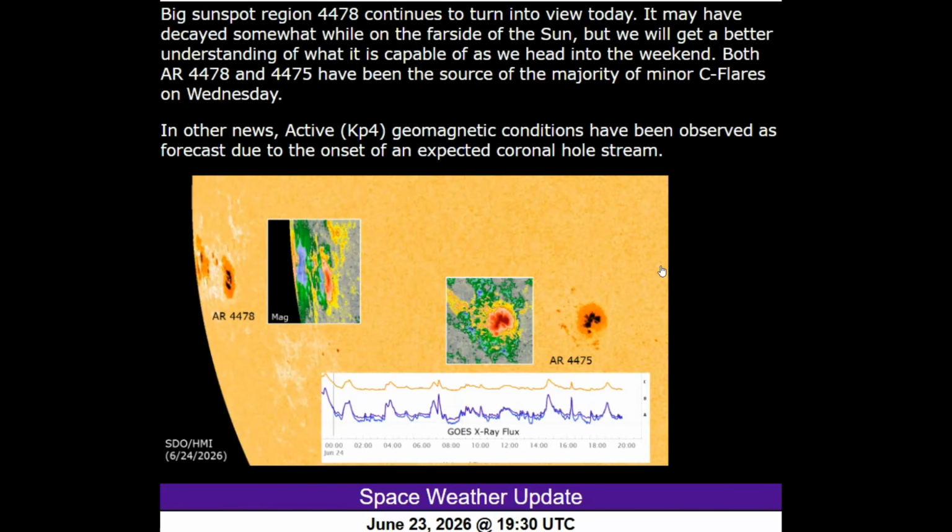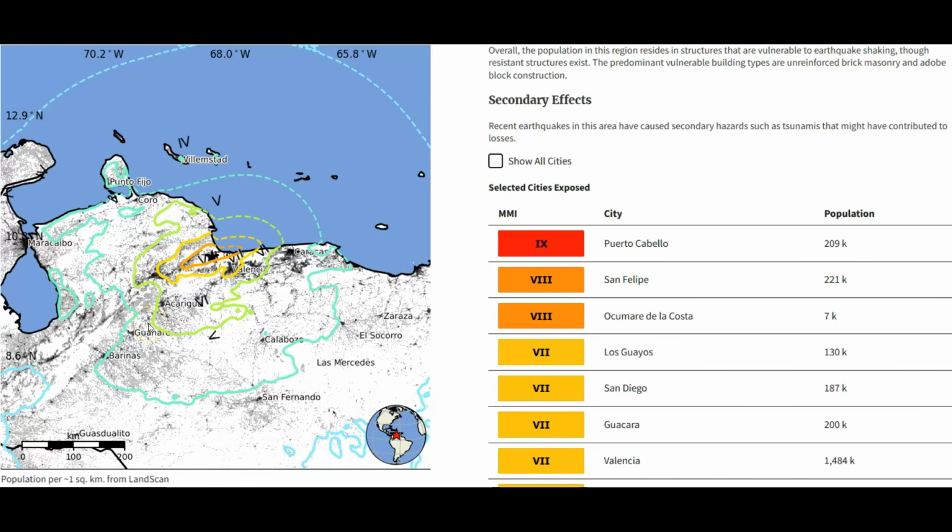But right now, let's go back to the earthquake monitor for just a moment. Now, if we look at the map, for you guys that are familiar with this, the strongest section is what's called Puerto Cabello. You got about 209,000 people. That would be the very center. Then spreading out into the orange, San Felipe, Ucamar de la Costa, 221,000 people. And here La Costa is 7,000. Then it comes out further. And so you've got quite a bit of people involved in this area.